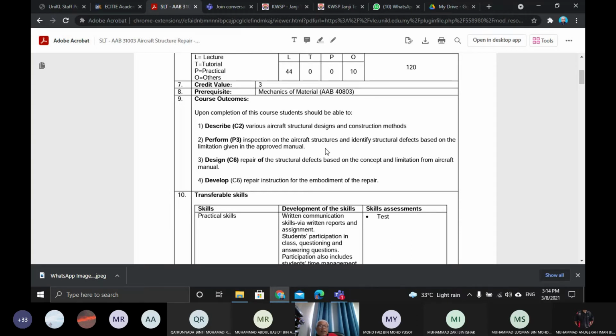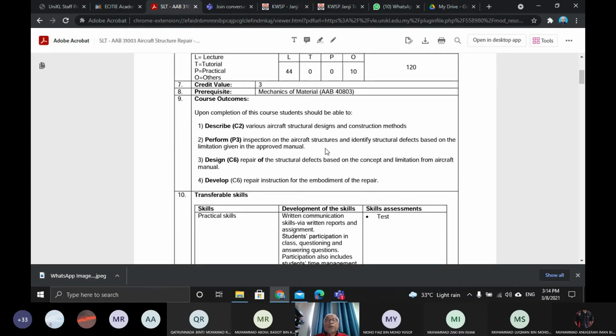And by having the knowledge, you are able to design the repair according to the structure component, function, and also complexity. And most importantly, you need to understand how the load is transferred through the structure component and how the structure component carries the load. By having that understanding, you are able to design the structure repair.